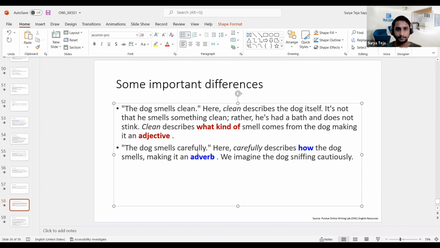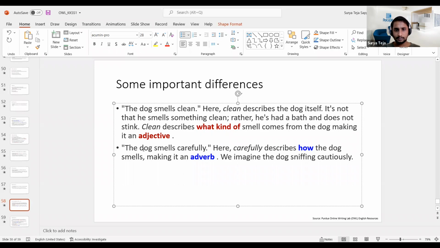So if you see, the dog smells clean. Here clean describes the dog itself. The dog smells clean, and the thing you're answering is what kind of smell it is. Is it clean or is it bad? So here an adjective is talking about the dog only, the noun. Basically it is talking about the noun and making a sentence here.